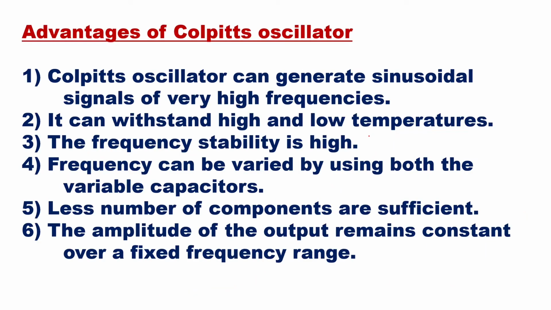Then if you go to see the advantages of the Colpitts oscillator, here we have mentioned a few advantages. A Colpitts oscillator can generate sinusoidal signals of very high frequencies. It can withstand high and low temperatures. The frequency stability is high. Frequency can be varied by using both the variable capacitors. Fewer components are sufficient. The amplitude of the output remains constant over a fixed frequency range.